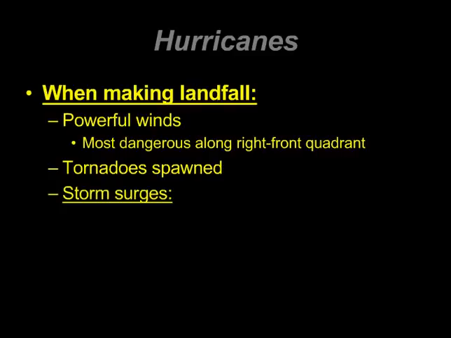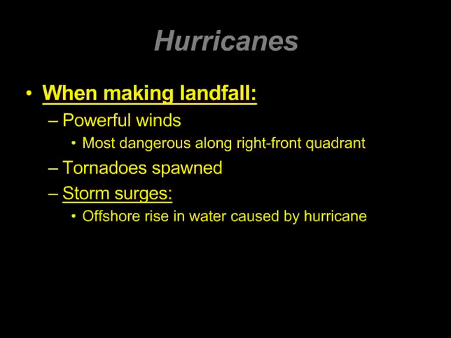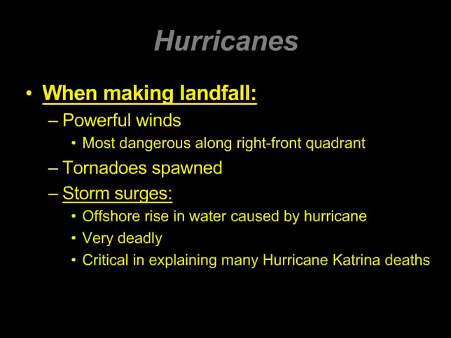Further, storm surge. Storm surge is overwhelmingly important when we try to understand why Hurricane Katrina was so deadly. Storm surges are the ones that actually do the most amount of damage. It's not the powerful winds. It's not the fact that people get hit in the head by debris. Instead, people are actually drowning from the surge, the offshore rise in water that's caused by a hurricane. So we're going to focus in on all of these key characteristics of a hurricane when making landfall when we try to understand Hurricane Katrina right now.